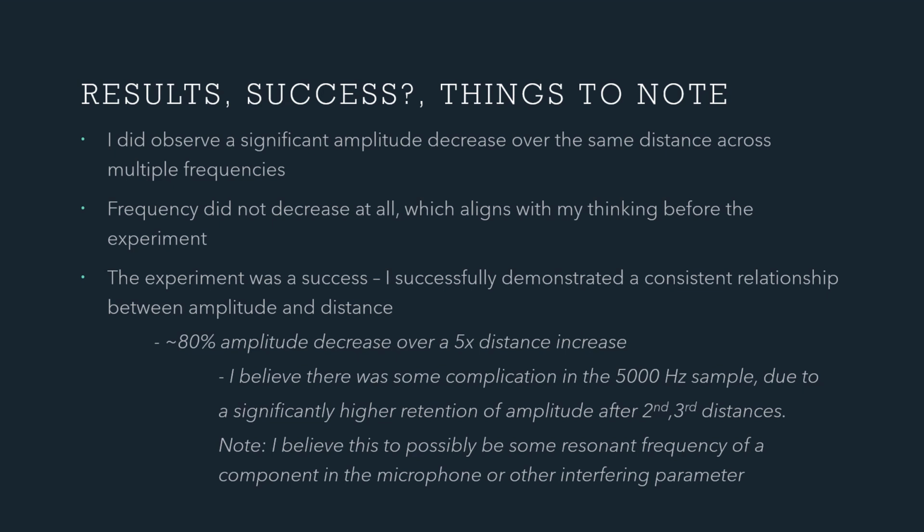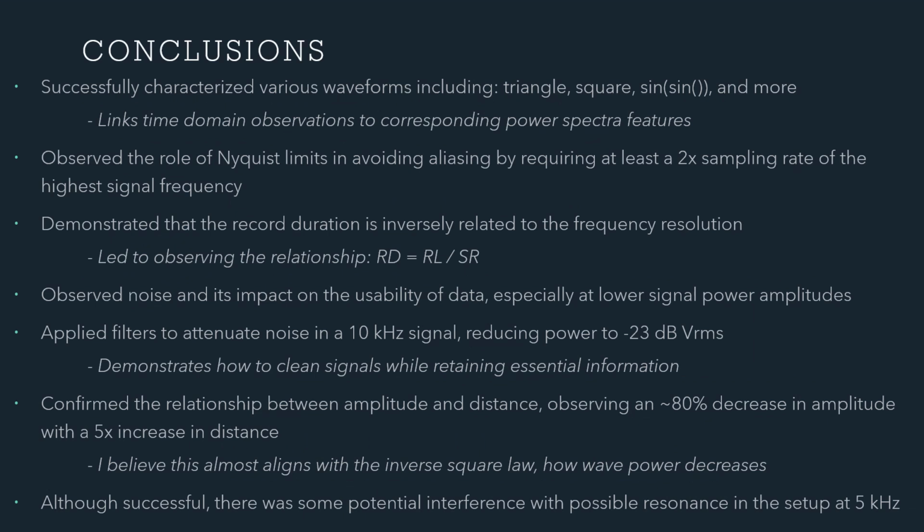I believe there was some complication of the 5000 Hz sample due to significantly higher retention of the amplitude at the second and third distances. I believe this is possibly some sort of resonant frequency of a component of the microphone or other interfering parameter. So I successfully characterized various waveforms, including triangle, square, sine, and more, and this links the time domain observation to the corresponding power spectral features.